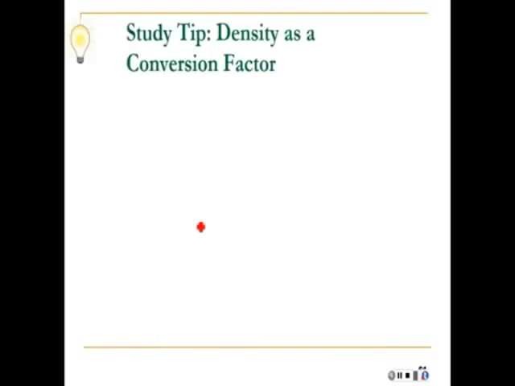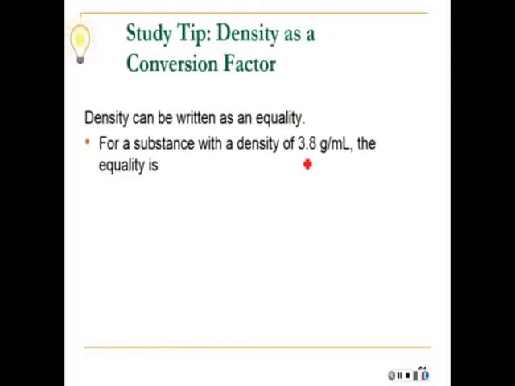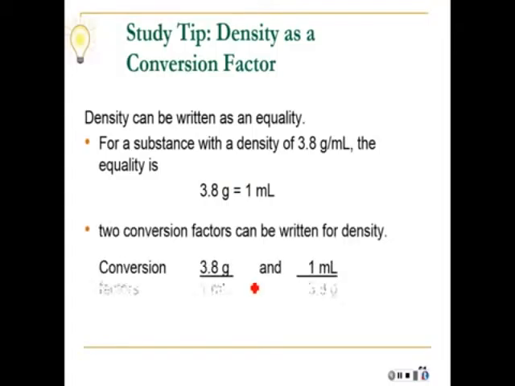Okay. Now, density can be used as a conversion factor. Here's a density, 3.8 grams per milliliter. The equality would be this. And once we have it like this, we can write it as a fraction. We can write it either 3.8 over 1 mL or 1 mL over 3.8. So we don't really need a formula if we want to use density in a calculation.